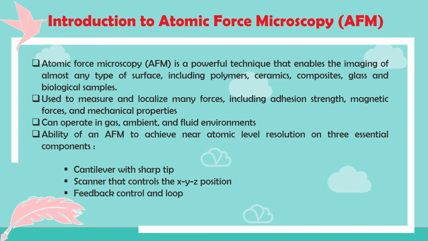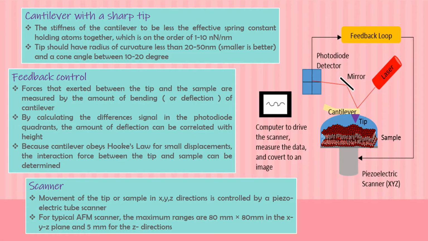The ability of an AFM to achieve near atomic level resolution relies on three essential components, which are a cantilever with a sharp tip, a scanner that controls the XYZ position, and a feedback control loop. First, the cantilever with a sharp tip. The stiffness of the cantilever should be less than the effective spring constant holding atoms together, which is on the order of 1 to 10 nanometer. The tip should have a radius of curvature less than 20 to 50 nanometer. The smaller it is, the better. And a curl angle between 10 to 20 degree.